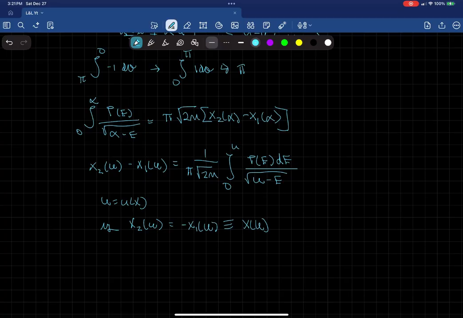And in this case, this formula gives the unique expression of x of u equals 1 over 2 pi square root of 2m times the integral from 0 to u of the period as a function of energy, dE, all divided by the square root of u minus e.